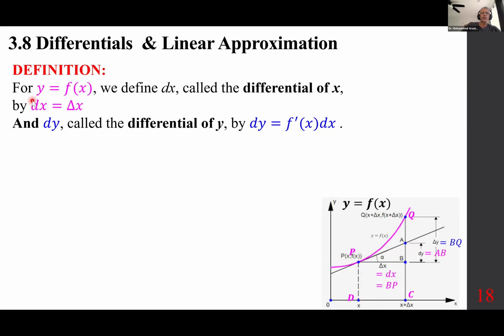Here's the definition. You have a function y equals f of x. We define dx, called the differential of x, by dx equals delta x. In other words, as you go from one point to the next on the curve, the distance along the x-axis, we call it the run. This is delta x or dx, or this distance BP, or this distance DC. They are all the same. Dx or delta x.